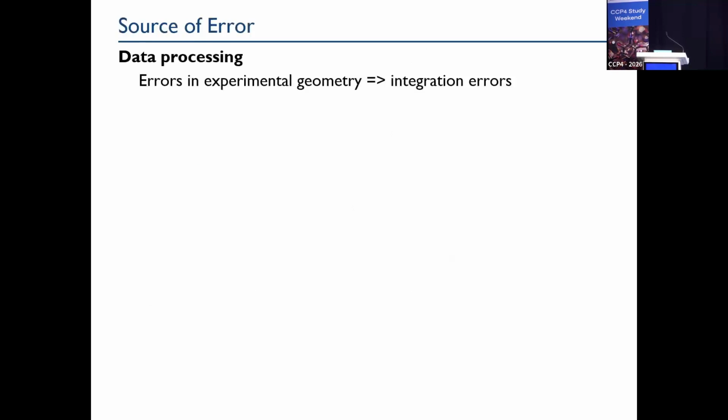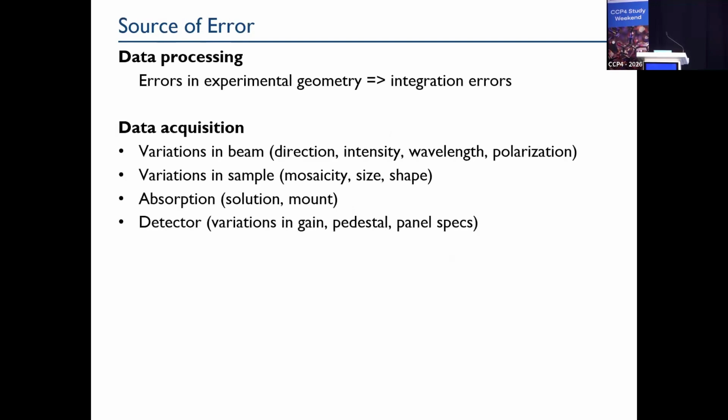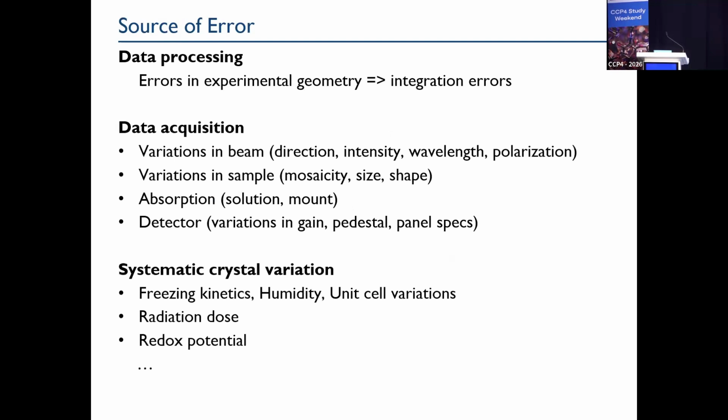At the same time, we often work in crystallography with a lot of sources of error. There are errors that come from upstream processing. For example, if your geometry is a little bit off, your integration is a little bit off. You also typically have variations in the beam, like direction, intensity, and wavelength, variations in sample absorption, and variations in the detector across the detected surface, for example.